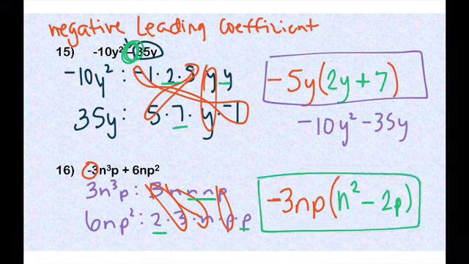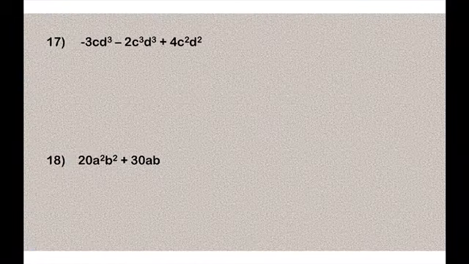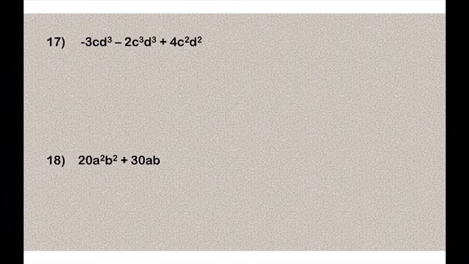So when you have that negative coefficient as your leading coefficient, you're going to have to be extra careful about how you factor it. Okay, let's go to the last two problems. And I want you to pause the video and try this on your own. Number 17 has 3 terms, so it doesn't make it any different, just a little bit longer because there's 3 terms instead of 2. Number 18 does not have a leading coefficient that's negative, so you just go ahead and factor that with a GCF. Then we'll turn the video back on and check your last few answers.